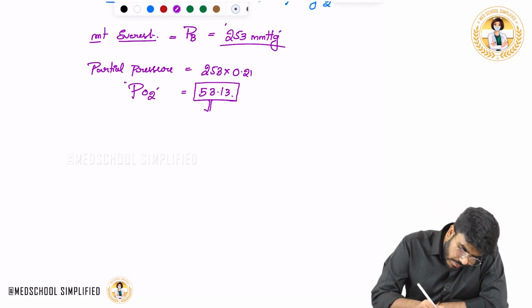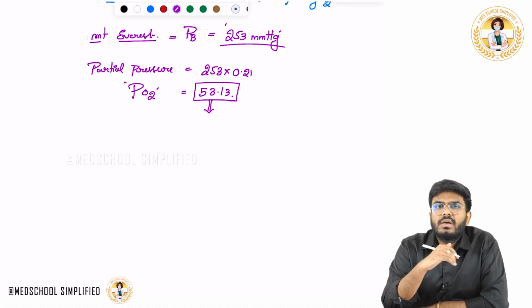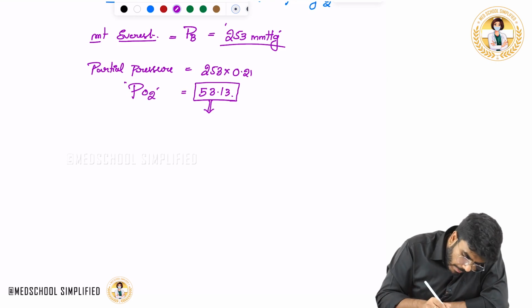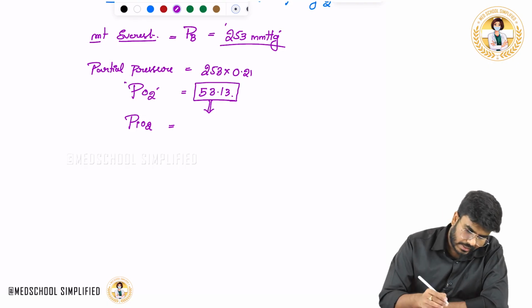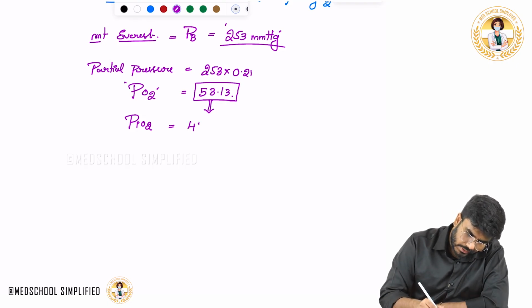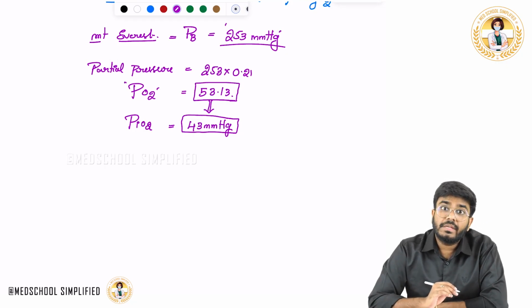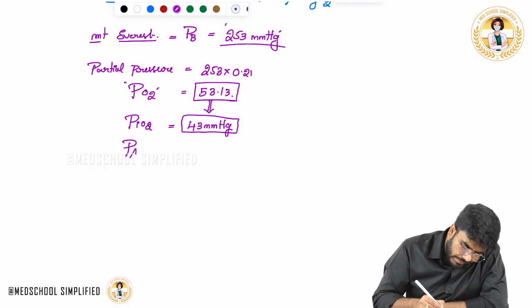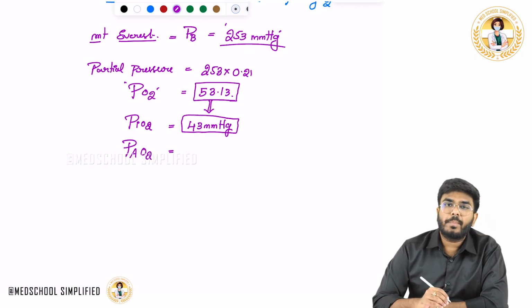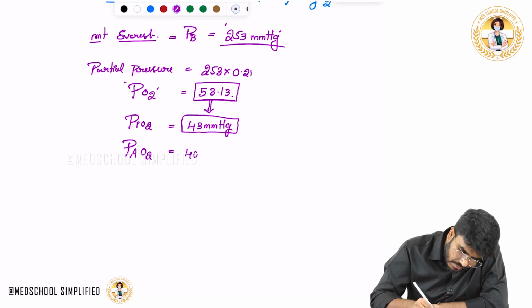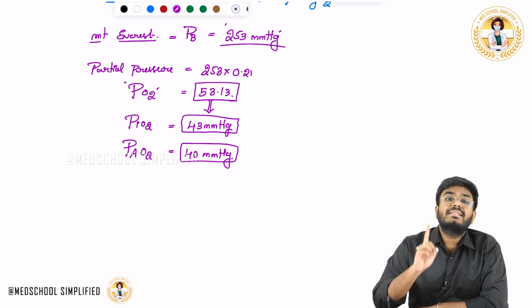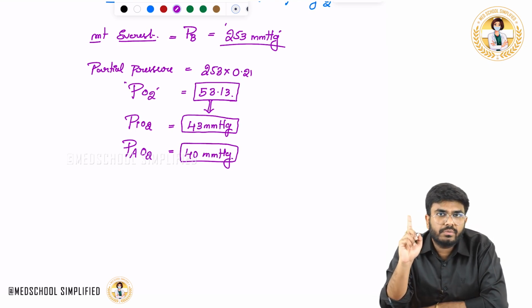And you know what happens? When it enters into your respiratory tract, humidification will occur. So what happens to the partial pressure of oxygen in the inspired air? It becomes 43 mmHg. I'm just giving the direct values, I'm not going into the calculations. 43 mmHg, decreasing. And the partial pressure of oxygen in the alveolus is further reduced to 40 mmHg. So what I'm trying to put into your mind is what happens when you ascend to high altitudes.